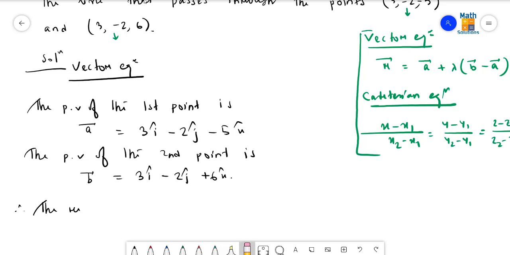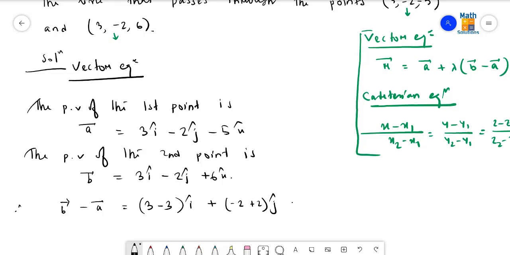Before that, let us find out what is vector b minus vector a, then the things will be much easier for us. So here it is, vector b minus vector a is equal to (3 minus 3) i cap plus (minus 2 plus 2) j cap, then after, (6 plus 5) k cap, and the result will be 0 i cap plus 0 j cap plus 11 k cap. So this is the result.